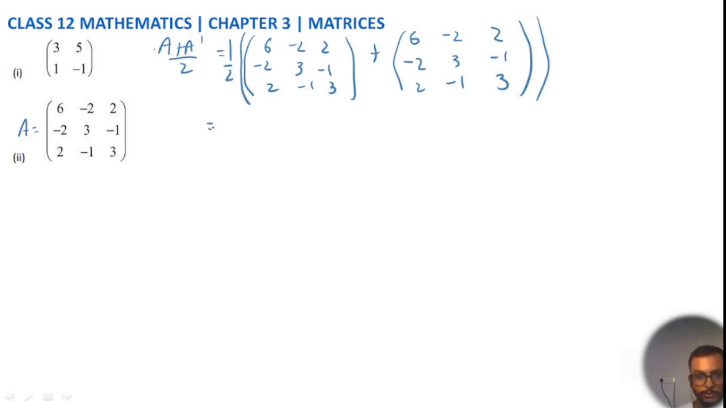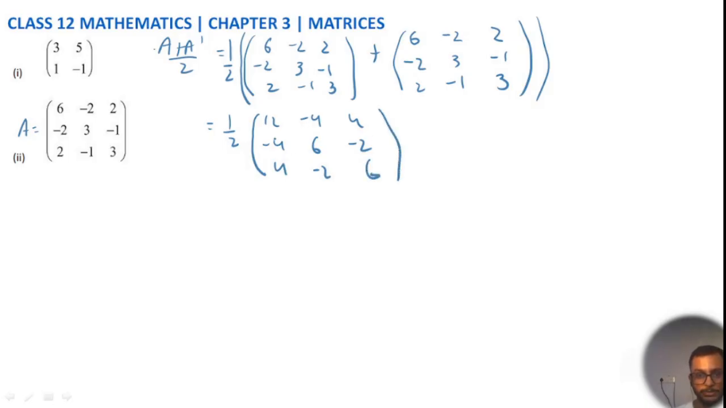चलिए जल्दी से कैलकुलेट कीजिए. 1 by 2, 6 plus 6 12, -2 -2 -4, 2 plus 2 4, -2 -2 -4, 3 plus 3 6, -1 -1 -2, 2 plus 2 4, -1 -1 -2, 3 plus 3 6.